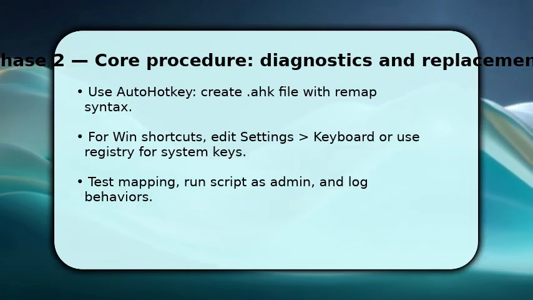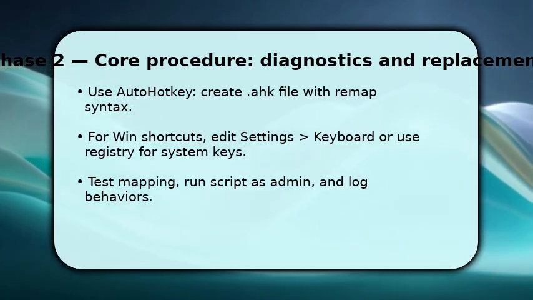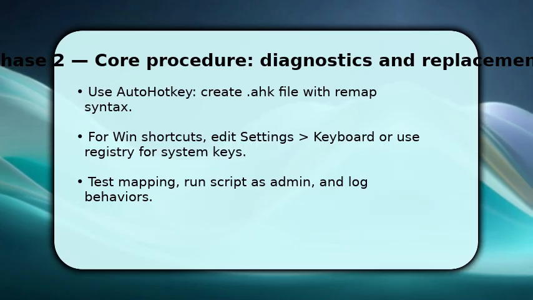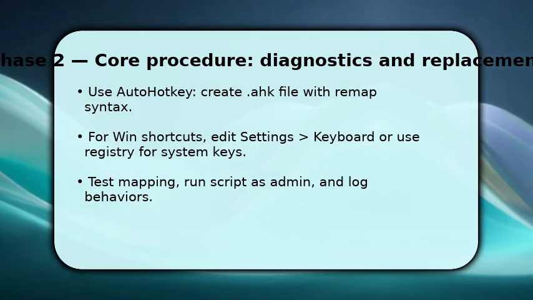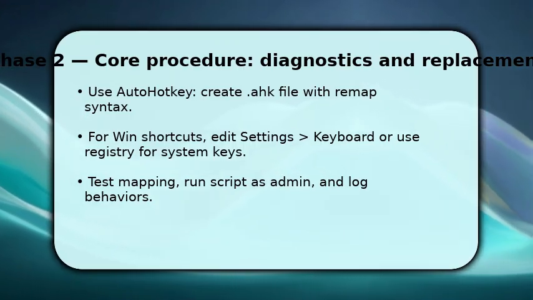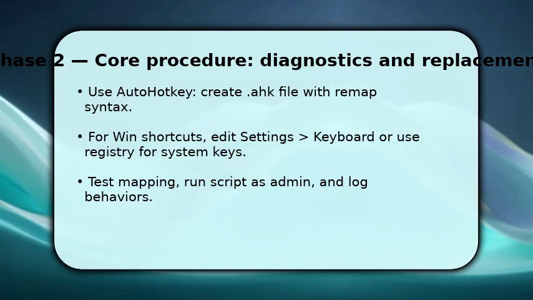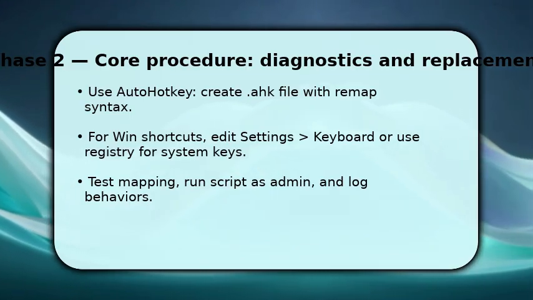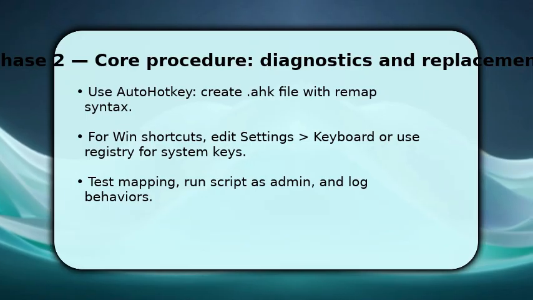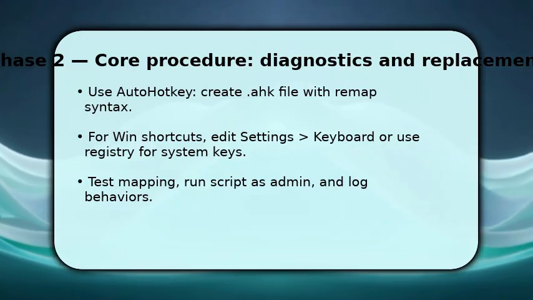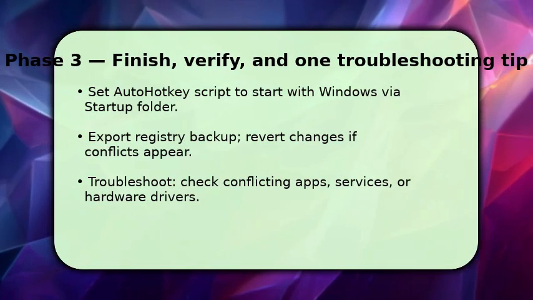For built-in Windows shortcuts, open Settings, Devices, Typing, or modify registry keys when necessary. Be careful and export the registry key first. Once done, test every shortcut in the apps you use, because some programs override global hotkeys, and you may need app-specific solutions. Finish by making your changes persistent.